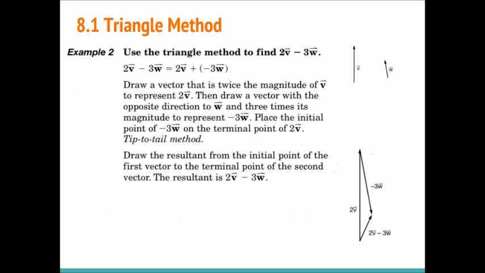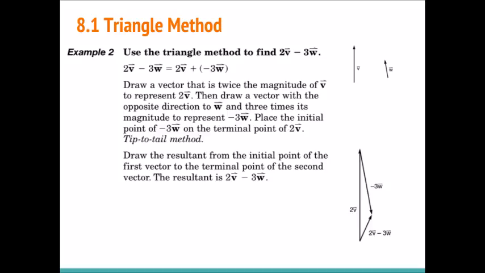An example we're going to show you is the triangle method. In this example, you're trying to find the resultant of 2v minus 3w. First, you need to draw a vector that is twice the magnitude of v, and that will represent 2v. Then you draw a vector in the opposite direction to w, and you make it 3 times its magnitude to represent negative 3w.